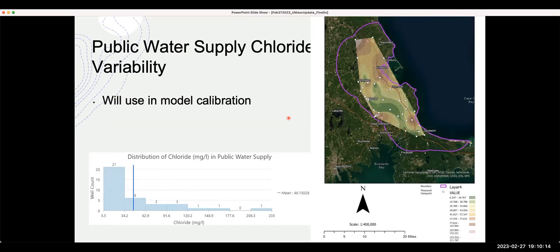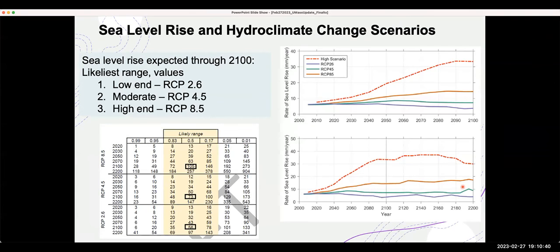Well, we'll do what we can, and as we say in this slide, we'll use that to try to calibrate the model again. But these concentrations are fairly low, and even in the model that we're developing, we're not going to be including salinity sources from non-saltwater sources.